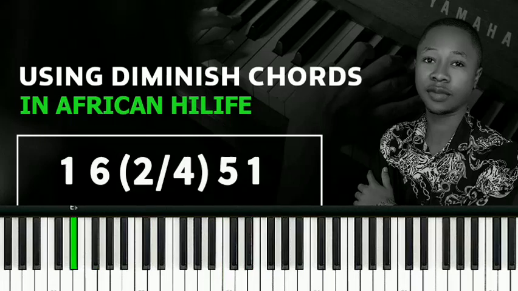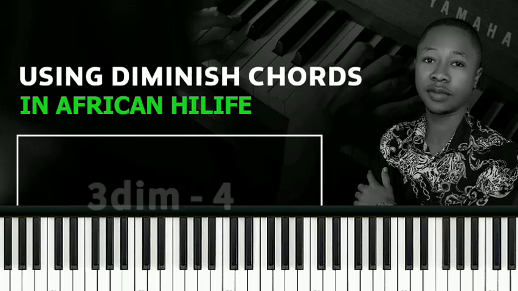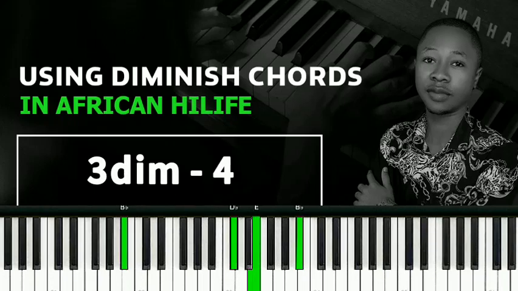Now, normally highlife is 1-6-2-5-1. So, why are you playing 4 over the 2 instead of the 2? That's because of the diminished chord that I want to use. So the diminished chord is on the 3. It's on the 3.